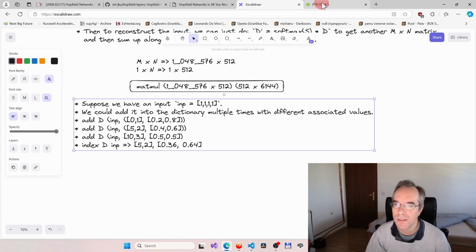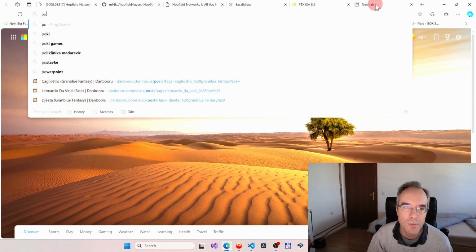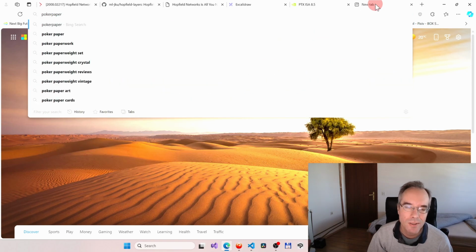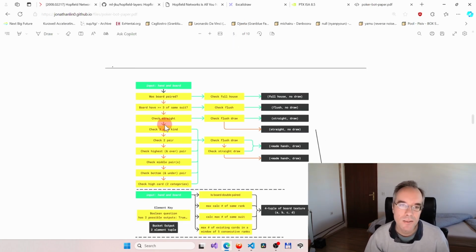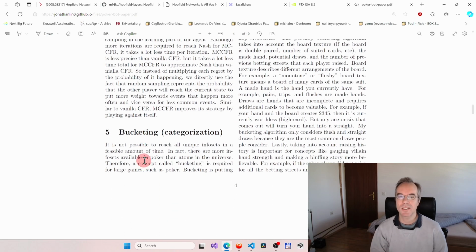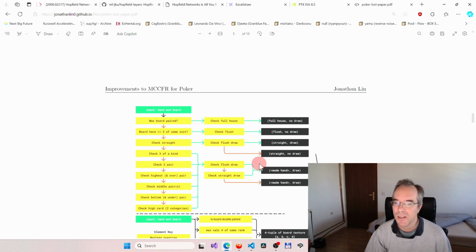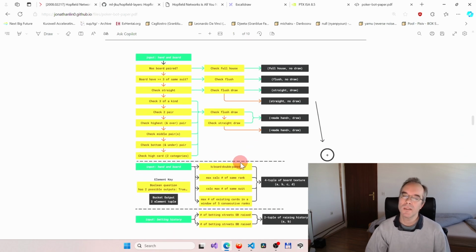And to get the reason for that, let's go back to the paper by Jonathan Lin, the poker paper. Sorry, let me just pause here so I can track it down again. Yeah, here's that particular paper. In this paper, he's using regular tabular CFR with something like a hash set. And he's using these custom features here to get the actual key that could be used to index into the hash set.